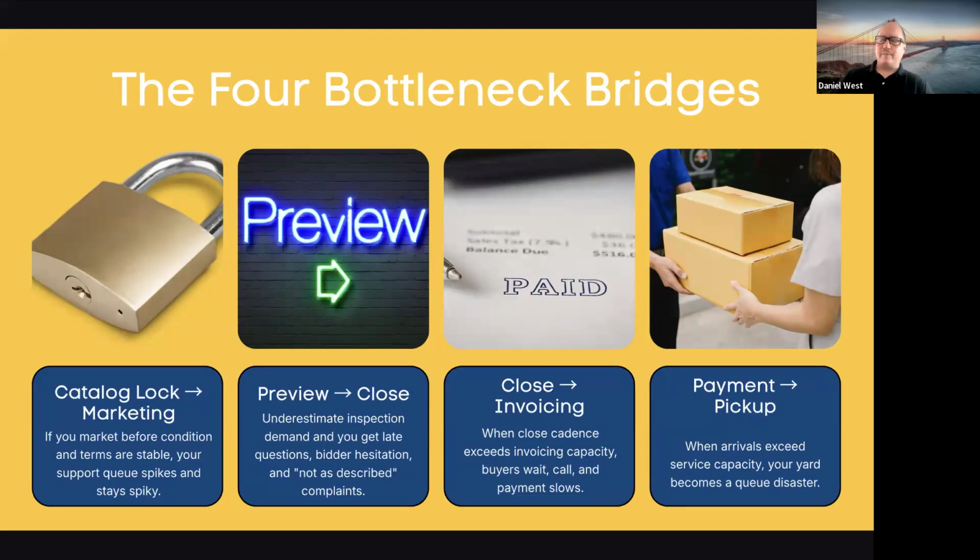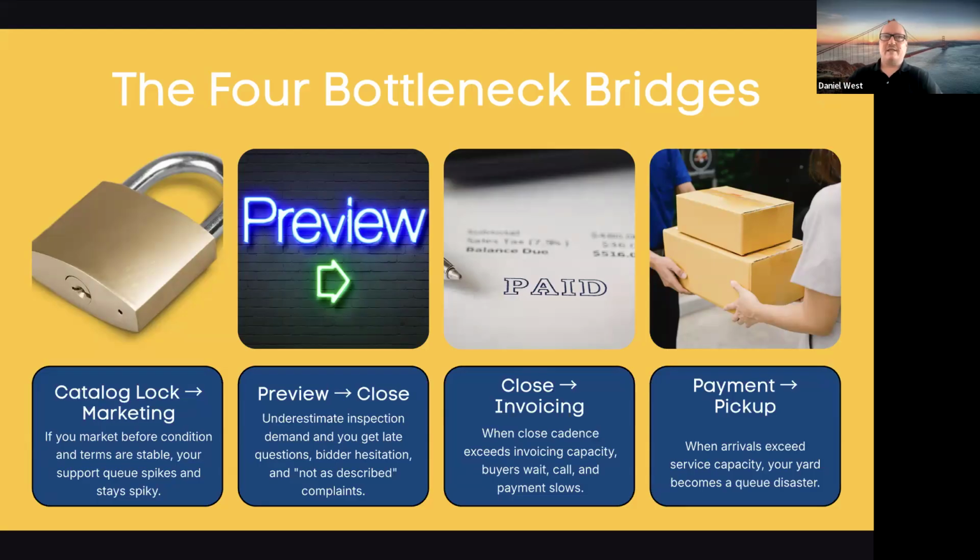So we talked about the different phases, but some of these phases are ripe for becoming bottlenecks in your flow. So let's talk about each one of these step by step. You can see there's the title here, and then there's an arrow, meaning one thing comes before the next thing comes. Okay. So first things first, the catalog lock precedes marketing.